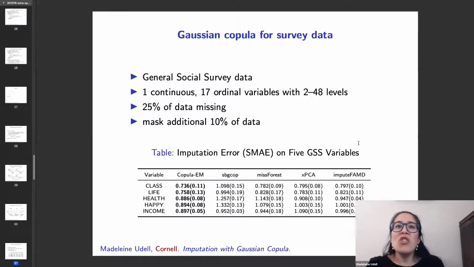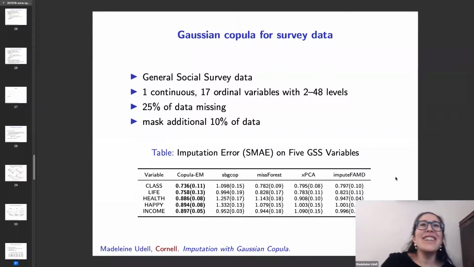Okay, I can show you how this works on a couple of real data sets. So this is the General Social Survey. It's a survey that's been going on for many, many years. It's administered to a bunch of people, and they ask them a bunch of kind of interesting questions. So we decided to look in particular at 5 questions.